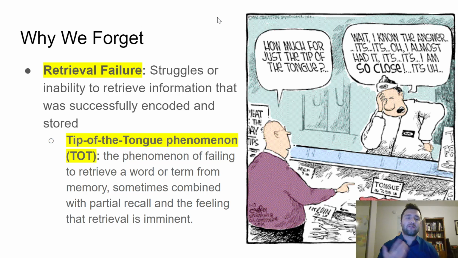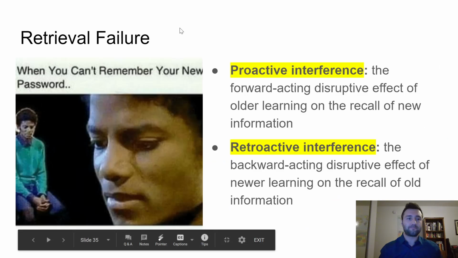And it comes with this feeling. The feeling part is kind of important. This feeling of, oh, I'm almost going to remember it, I almost have it. That's the tip of the tongue phenomenon. So again, it's failing to retrieve something, but with that feeling that you're really, really close, that you're right there, or there's something nearby. A lot of times you might be able to remember a rhyming word, or a similar band, but you're just not quite there. And again, this is retrieval failure. The information's in there, you do know it, but you just can't quite get to it.